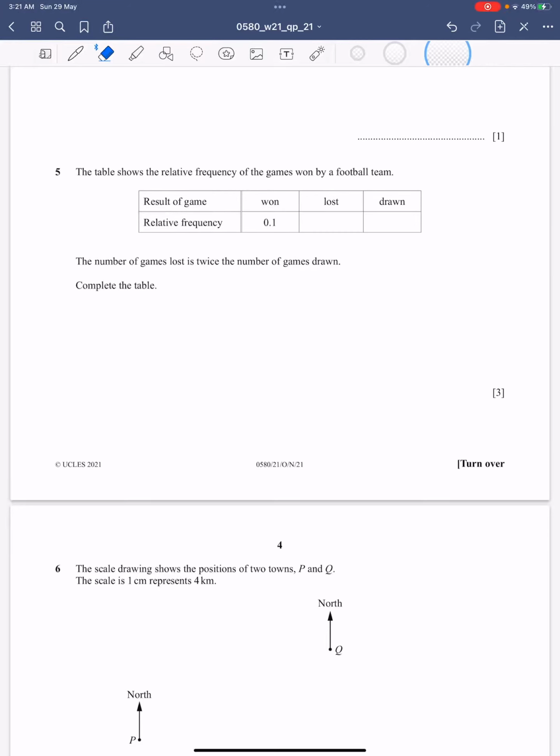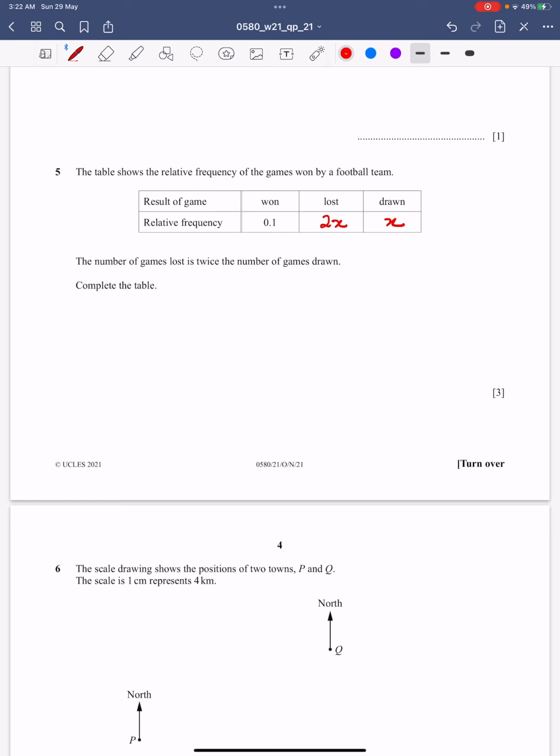Question number 5. The table shows the relative frequency of the games won by a football team. So, the relative frequency for winning is 0.1. The number of games lost is twice the number of games drawn. So if the number of games drawn is x, the number of games lost should be double, which will be 2x.